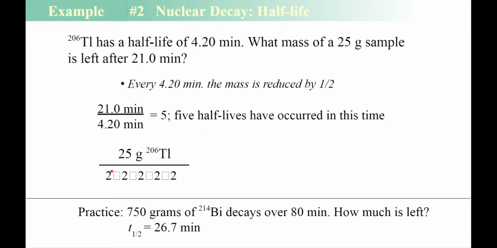Those are supposed to be times, but when I went from PowerPoint to Google Slides, it just didn't work. You can abbreviate that as 2 to the 5th power, which is also important if it doesn't happen to be a perfect integer. If you got like 5.6, you could put in your calculator 2 to the 5.6th power. And we get our answer of 0.78 grams left.